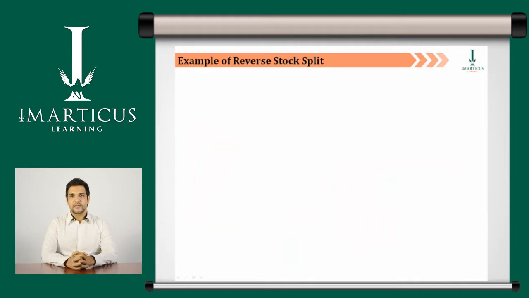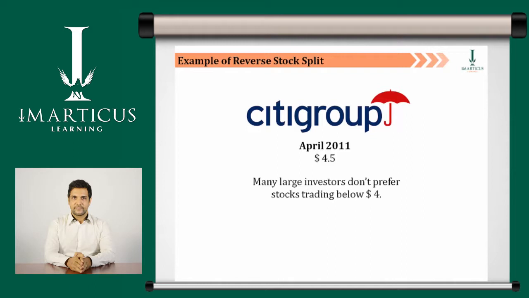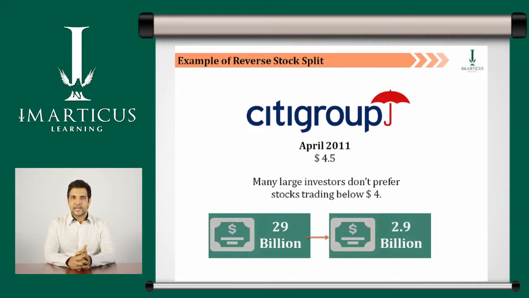Let's illustrate the concept with a real life example. In 2011, Citigroup had launched a reverse stock split at a ratio of 1 for 10 shares. Citi's stock price had slipped to $4.5 in April 2011. Many large investors don't prefer stocks trading below $4. In order to avoid such sentiments, Citi had taken a decision of reverse split. The number of outstanding shares were reduced from 29 billion to approximately 2.9 billion.